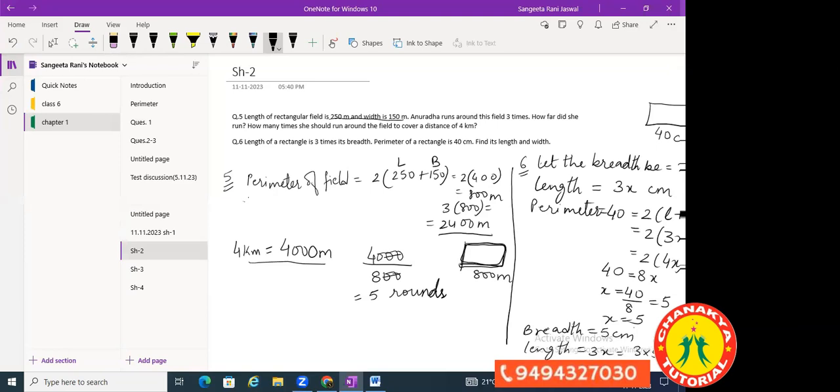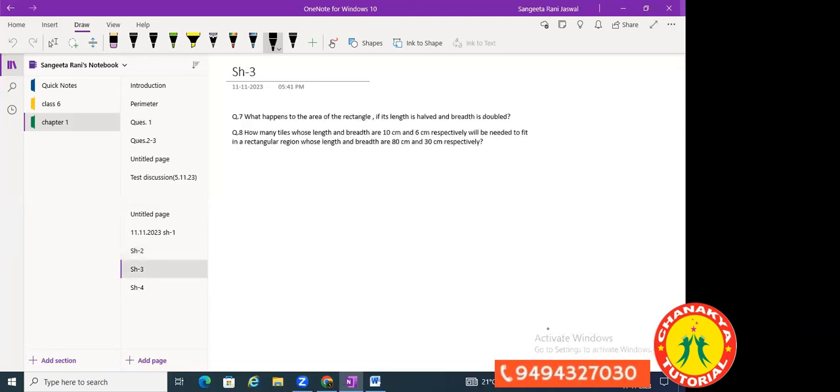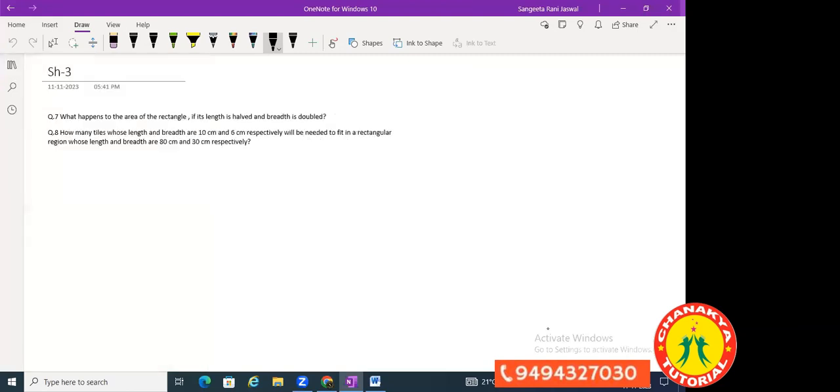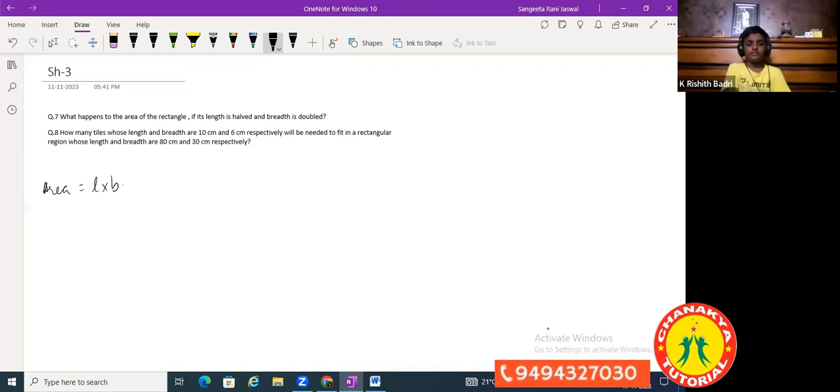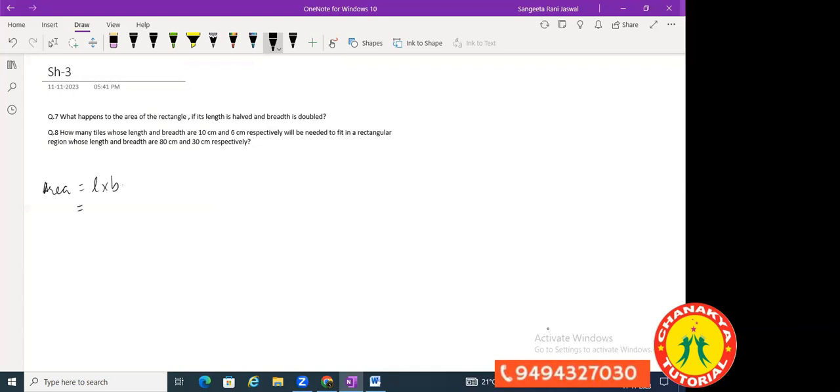Now, this. What happens to the area of a rectangle if its length is halved and breadth is doubled? What will happen to the area of the rectangle? You know area. What is area? Area of a rectangle is length into the breadth. So, it's saying if its length is halved and breadth is doubled.